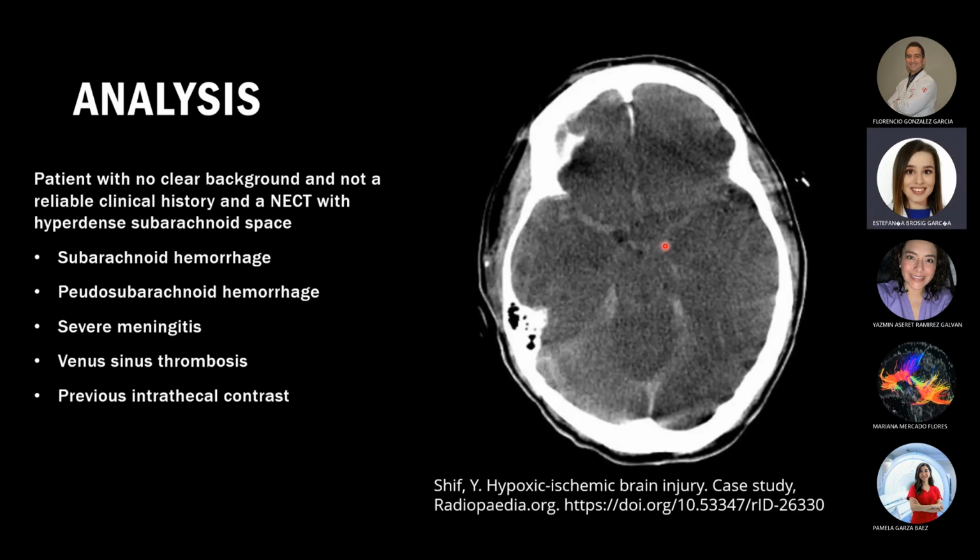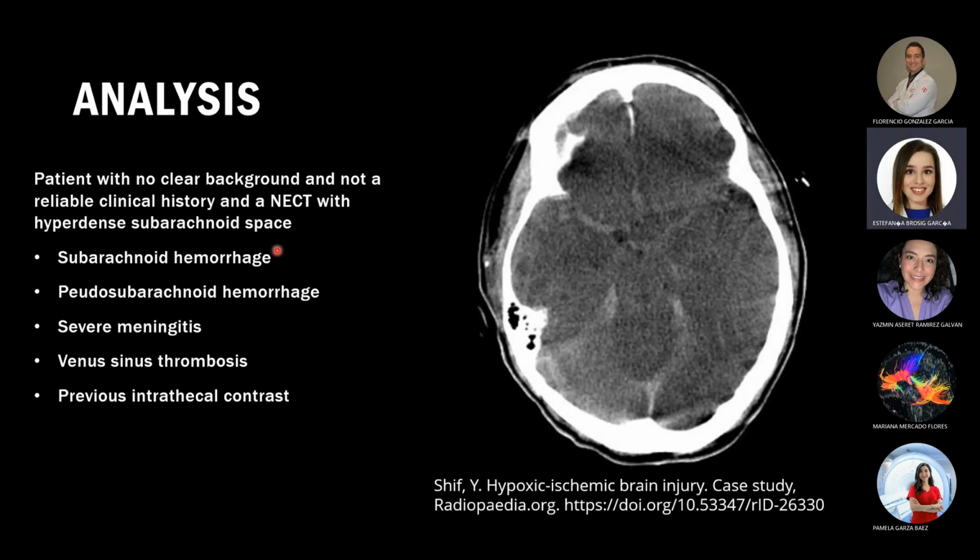So in analysis, with patients with no clear background and no reliable clinical history, and with a non-contrast enhanced computed tomography showing hyperdense subarachnoid space, we have to think firstly of a subarachnoid hemorrhage, because it's the most dangerous one and the most common thing that we can see in the non-contrast enhanced CT.